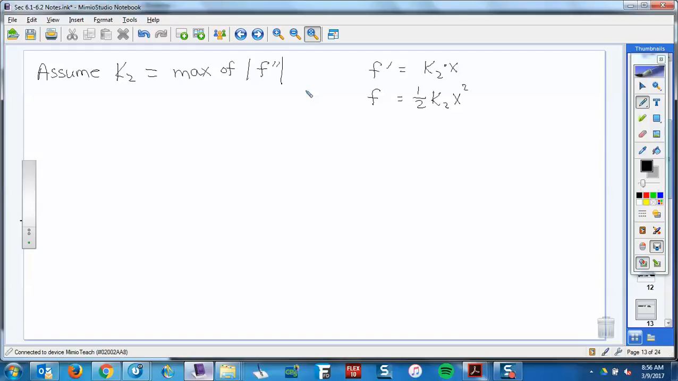Okay, so I'm going to run through this pretty quickly. If K2 is our F double prime, then F prime would be the antiderivative of that. So that'd be K2 times X, right? K2 is just a number. So the antiderivative of a number would be that. And then the antiderivative of that would be this. And remember we said that trapezoids and midpoints fit parabolas exactly, right? This is why. So if our function has K2 as its second derivative, then we could call this value here F.